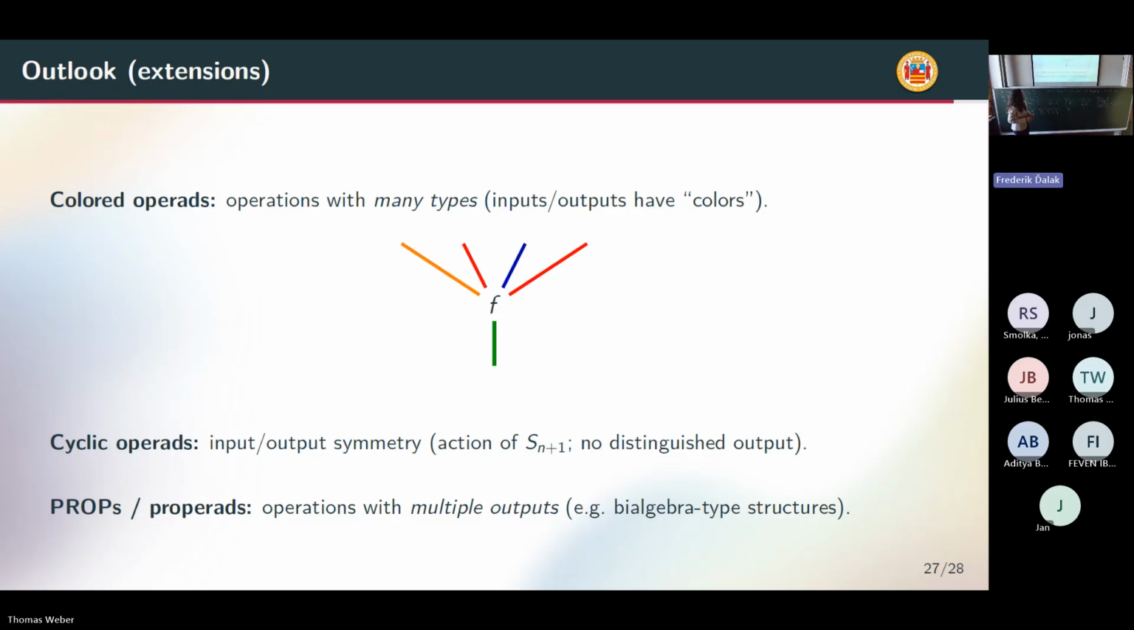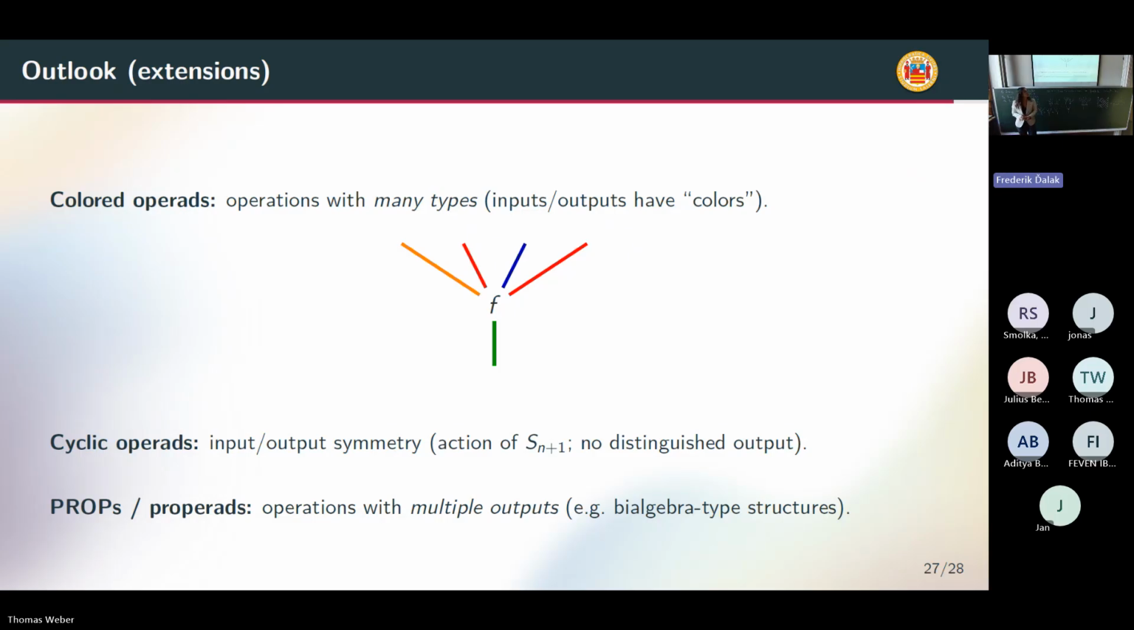If you want operations with inputs of different types, like from different sets or different vector spaces, then you can just assign a color to each set or each vector space, and then you can define composition in the same way, but now you can compose operations only if colors match, and I think it's really nice. Then you have cyclic operads, which are useful especially when you have an inner product and symmetries between inputs and outputs, and you also want to swap inputs and outputs.